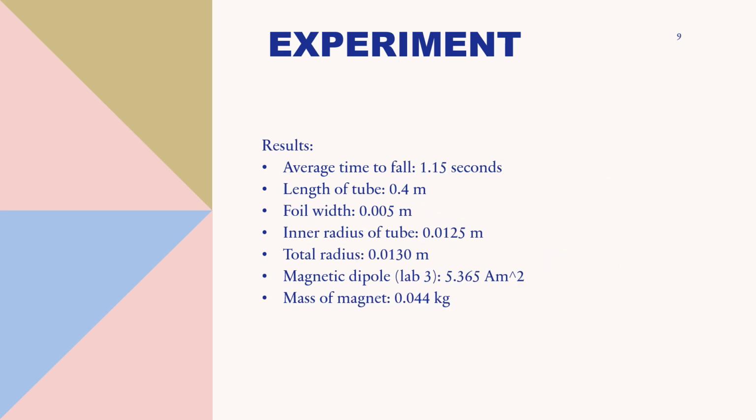Results of this: the average time to fall was 1.15 seconds. Length of the tube was 0.4 meters. Width of the foil was 0.005 meters. The inner radius of the tube was 0.0125 meters. Adding the width and inner radius gives you the total radius, 0.013 meters. The magnetic dipole was taken from what we calculated in Lab 3, which is 5.365. And the mass of the magnet was 0.044 kilograms.